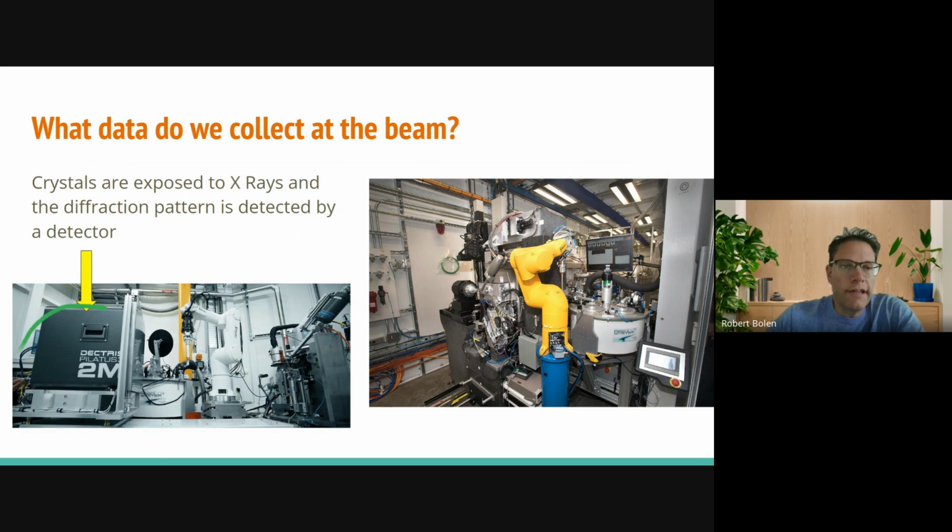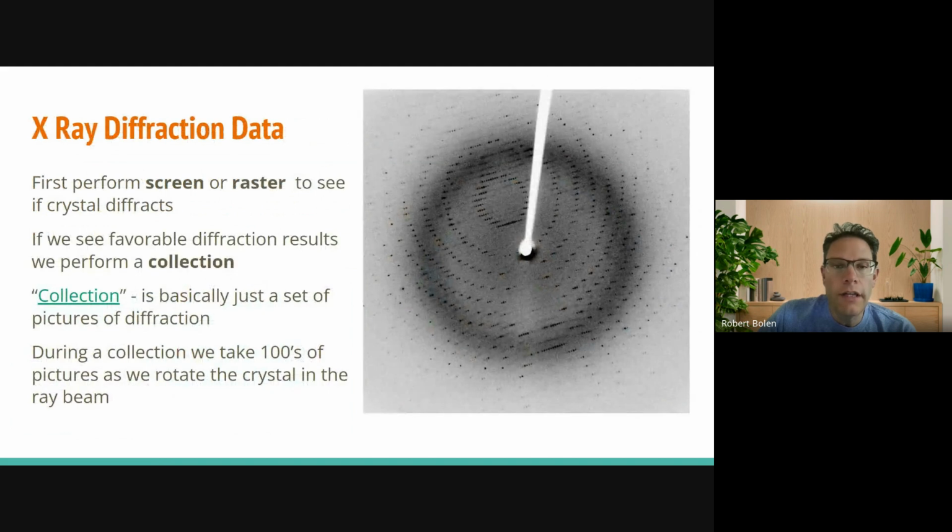So right here is the detector, okay? And that detector, which is several $100,000, picks up the X-ray that is coming in through from the beam line. So the X-rays are moving in this direction, and they'll hit this detector, and the detector will pick up that diffraction pattern. That diffraction pattern will then be converted into actual model data. So the first thing we have to do is we have to do a screen or a raster data collection to see if the crystal actually diffracts.